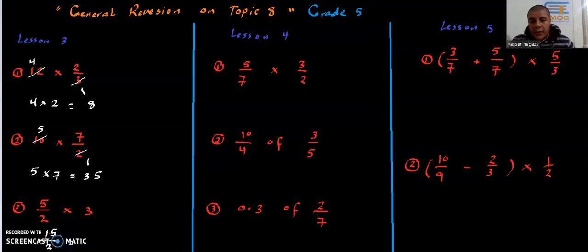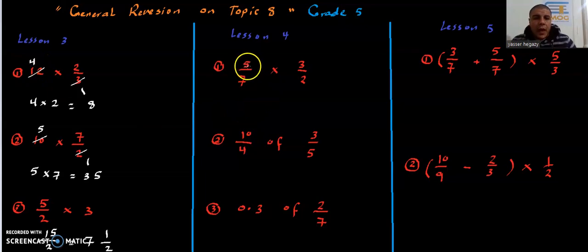So 15 divided by 2 equals, write it as a mixed fraction to be on the safe side. So 15 divided by 2 equals 7. Why is it 7? 7 multiplied by 2 equals 14, and the remainder will be 1. So 7 and a half. Here is the idea of lesson 3, and that's it.